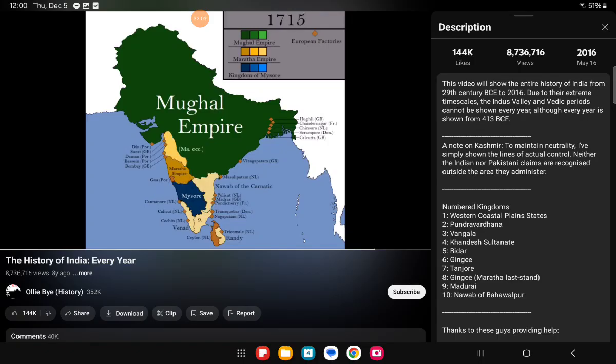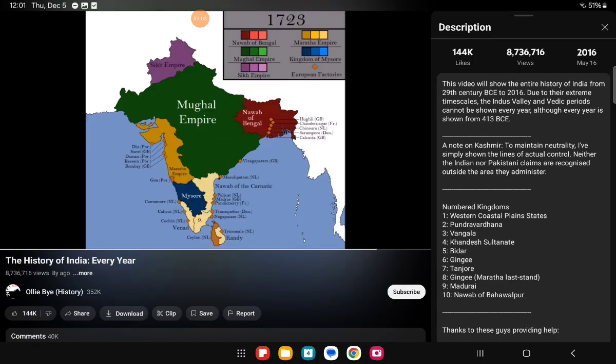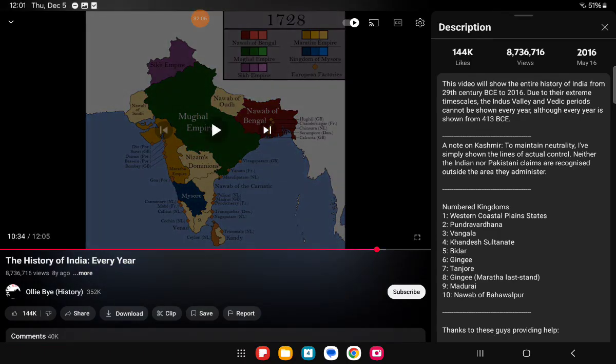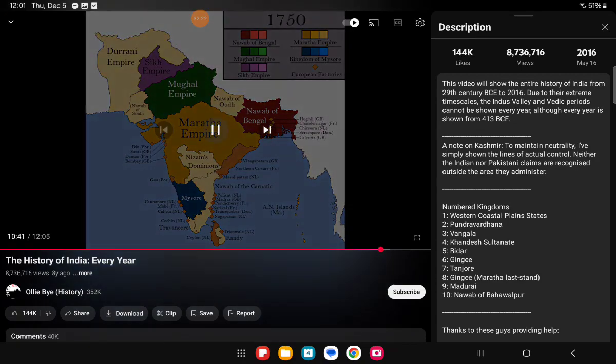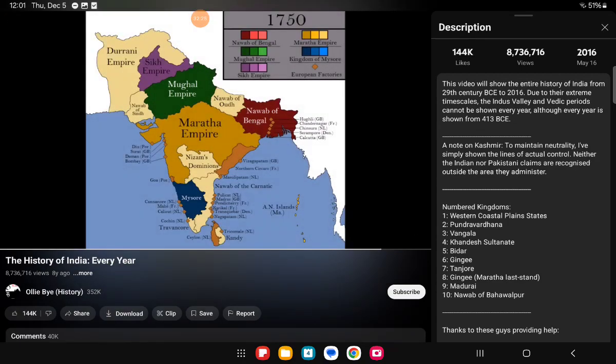Look, the Maratha Empire now exists, and now so do the Sikhs. By the way, Sikhism was a religion that was founded around 1500 by Guru Nanak. Oh look, Bengal is now its own thing. The Marathas are damaging the Mughals seriously, and now a big chunk of India's east coast is controlled by European colonies.